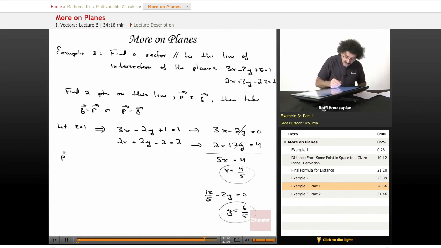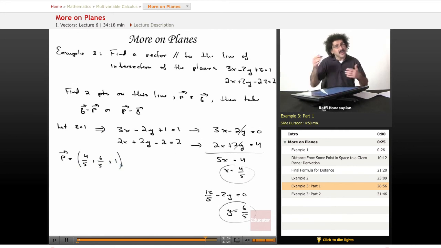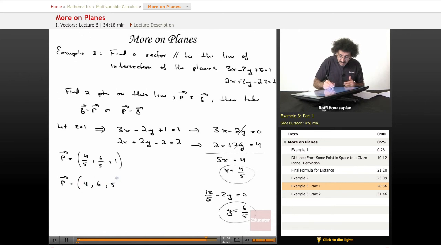Okay, so my first point P is going to equal 4/5, 6/5, and 1. I don't want to deal with fractions, and any multiple of a vector is pretty much the same vector. It's in the same direction. So I'm going to multiply everything by 5 so I can work with whole numbers. So this is going to be 4, this is going to be 6, and this is going to be 5. So 4, 6, 5 is my first point. Now I'll do the same thing with another point. I'll just choose another z and run the same process.